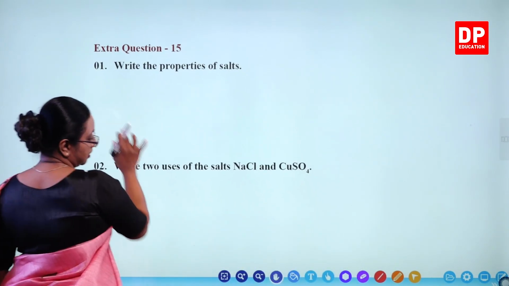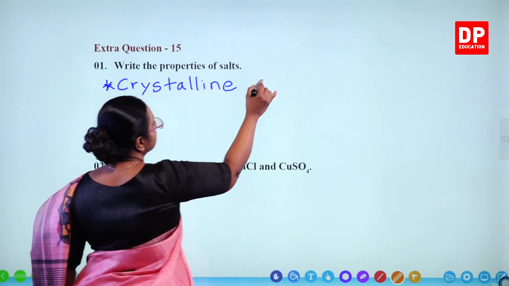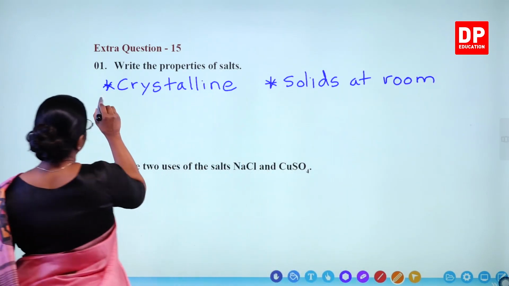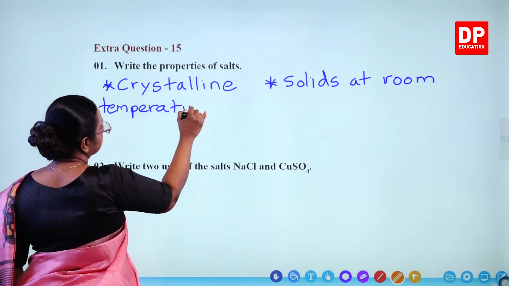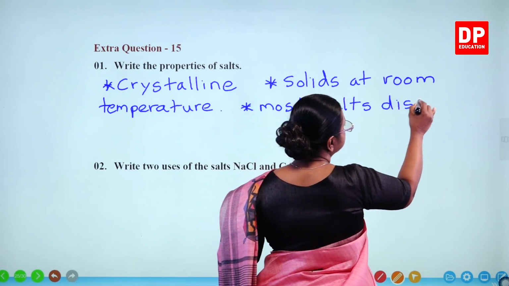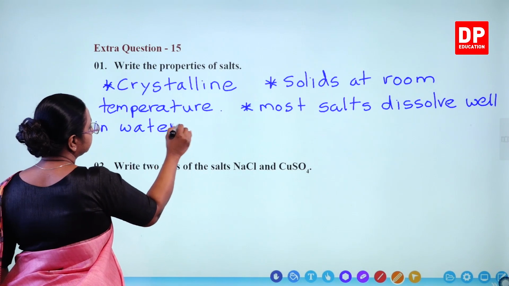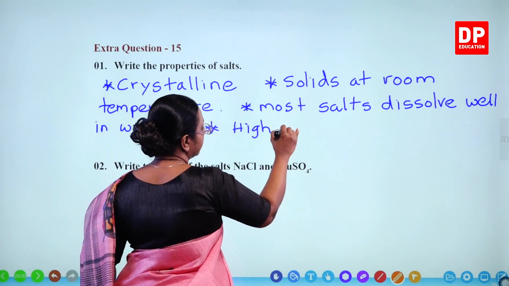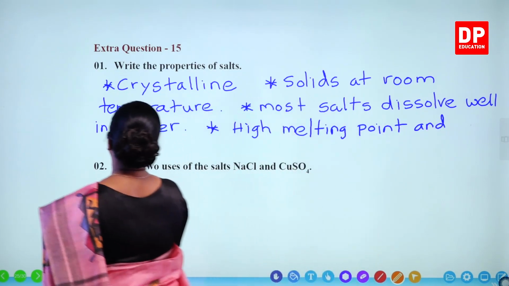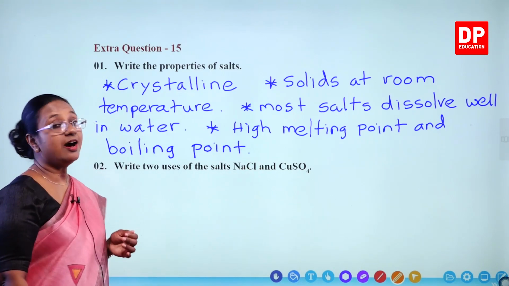So if we write the properties: crystalline, then solids at room temperature, most salts dissolve well in water, and also high melting point and boiling point. So those are properties of salts.